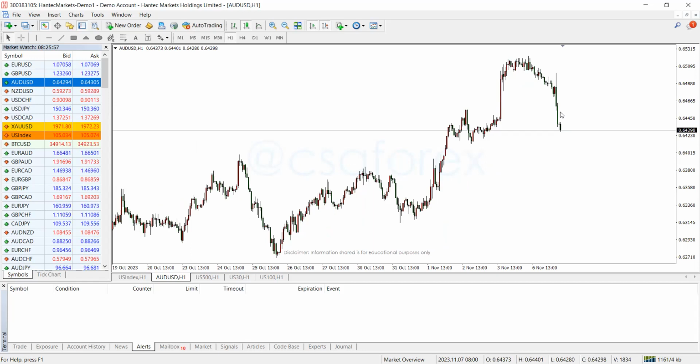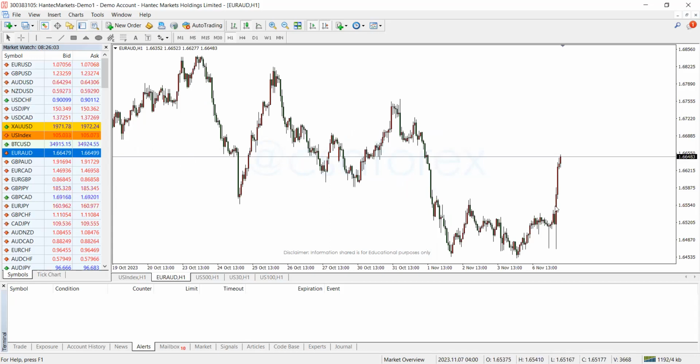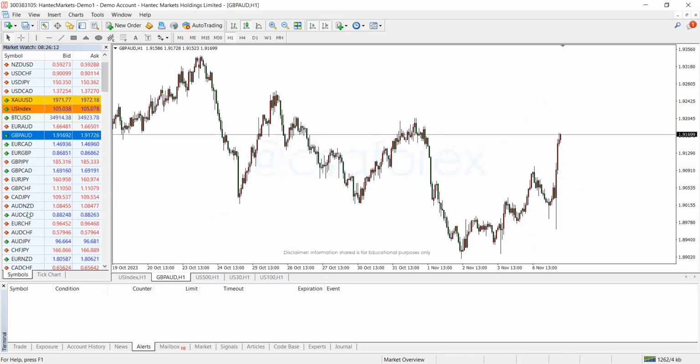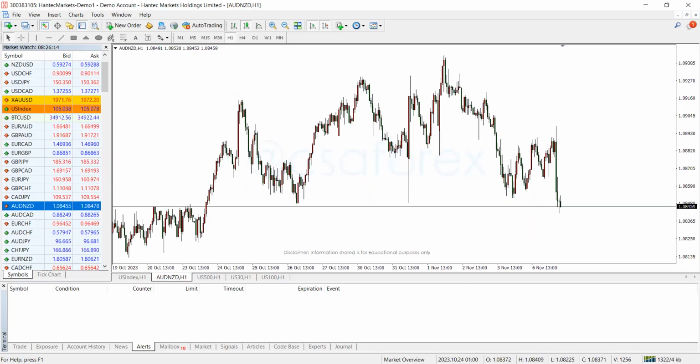Looking at the Australian dollar USD here, you can see we had these big candles about 3 hours ago. If you look at the Euro AUD, you can see what we had here about 3 hours ago, the massive candles based on the Australian dollar. The pounds AUD, you can see the same thing. And if you check other AUD pairs, you'd always see that big candle.